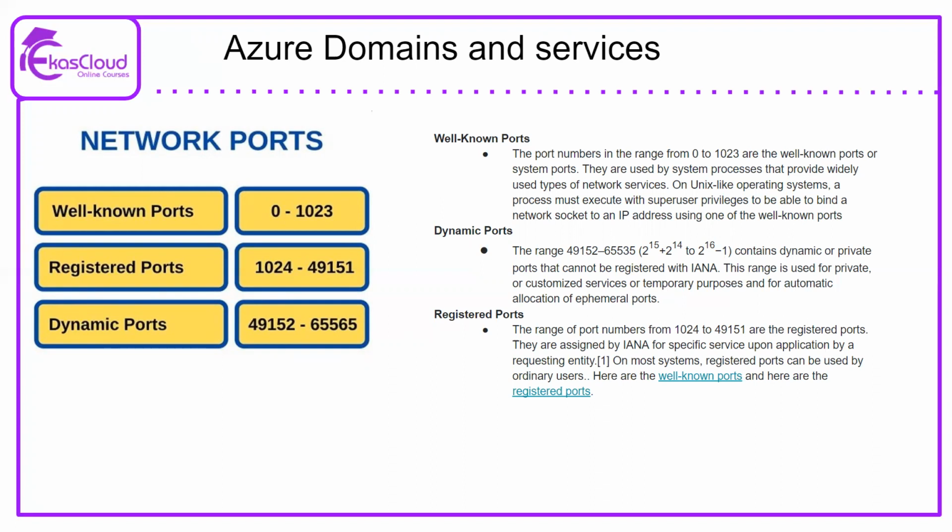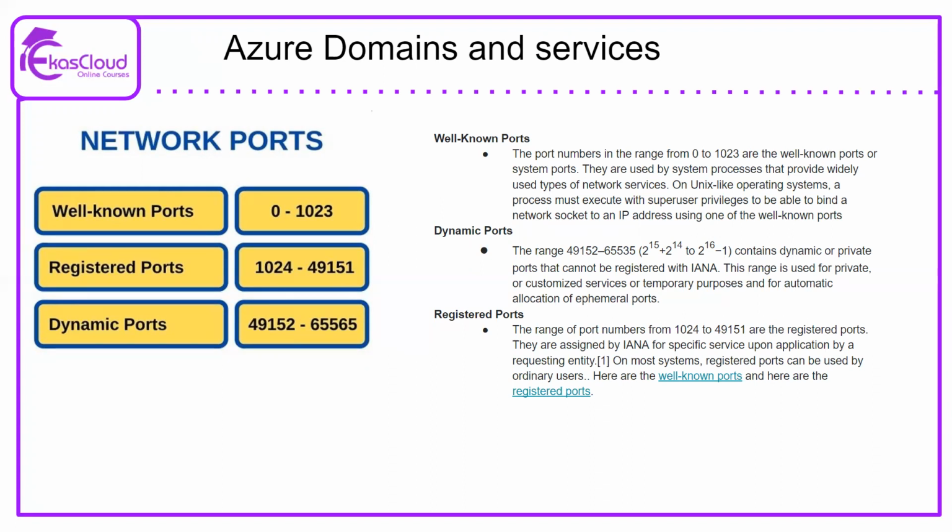So the well-known ports are the port numbers ranging from 0 to 1023. They are also called server ports, or system ports. They are used by system processes and provide widely used types of networking services. On a Unix-like operating system, a process must execute with superuser privilege to be able to bind a network socket to an IP address using one of the well-known ports.